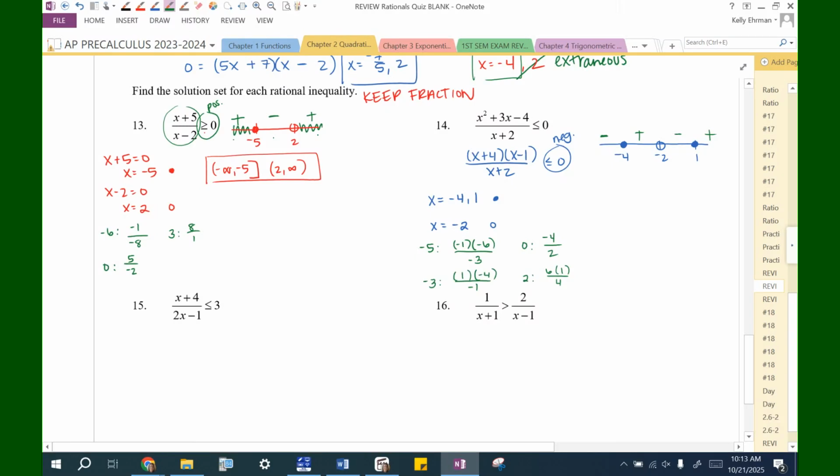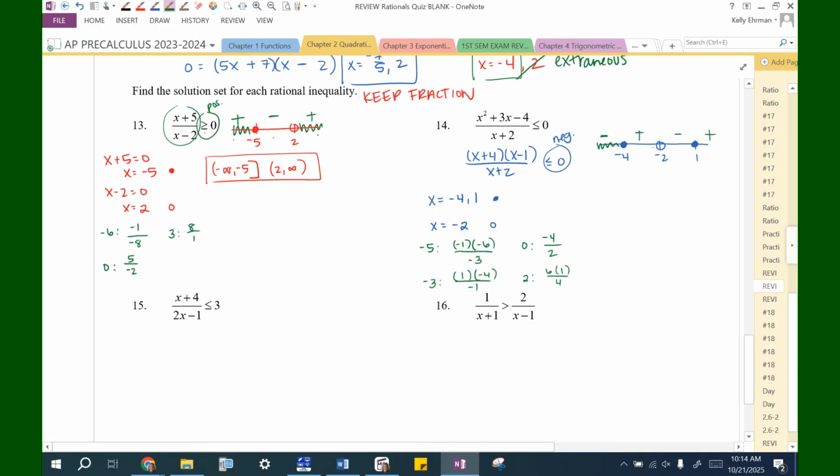These signs will often alternate, especially if none of these parentheses are squared or to an even power, then you're going to have alternating signs. But if you rely on that and you mess up your first one, then all the other ones are incorrect. Then you get a lot of things wrong instead of just doing the math and double checking.